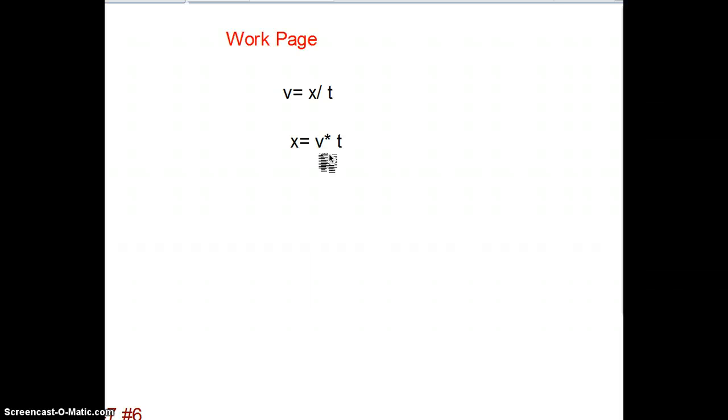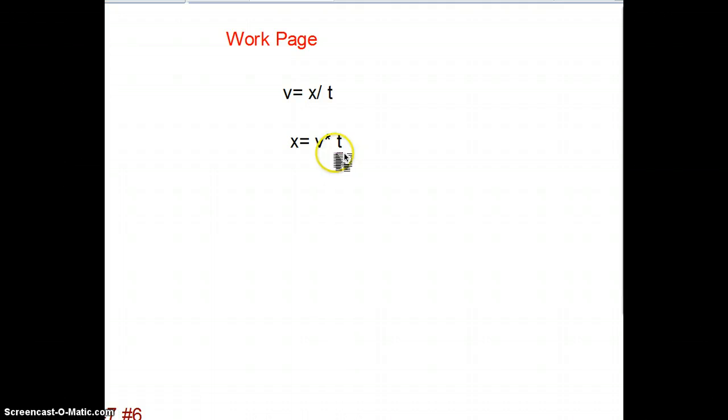Number 3, if it takes you 9.5 minutes to walk with an average velocity of 1.2 meters per second to the north from the bus stop, how far do you go? Again, we're given minutes and we're given meters per second. Change your minutes here into seconds and multiply again.